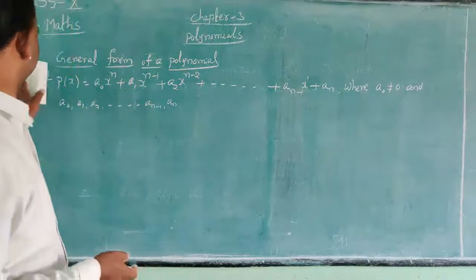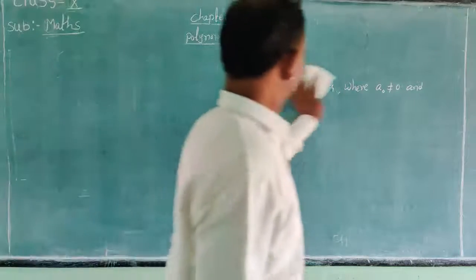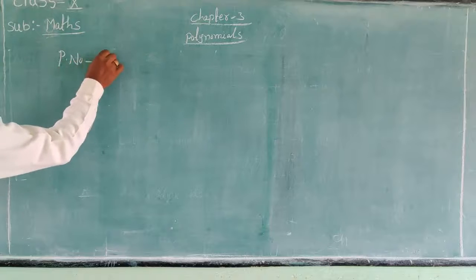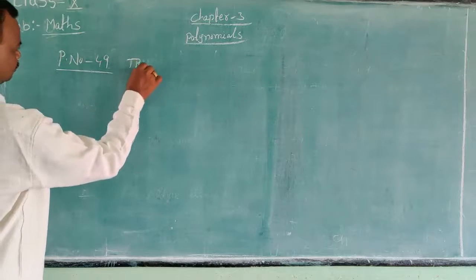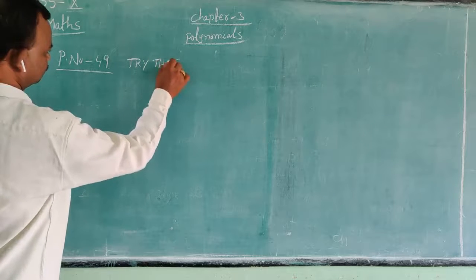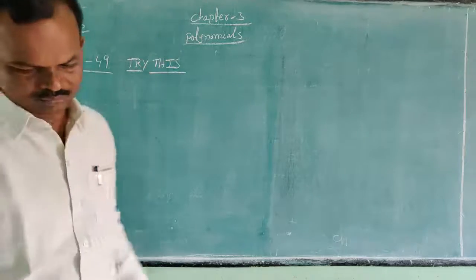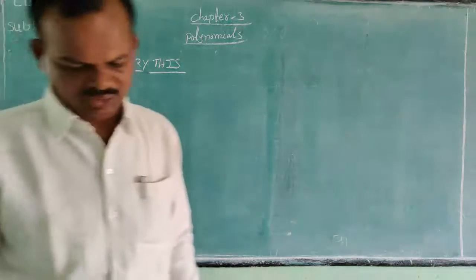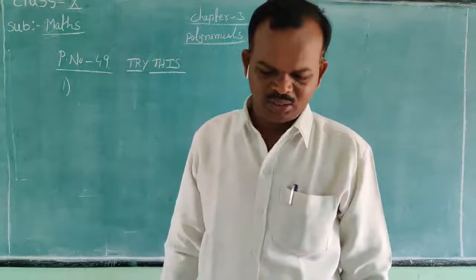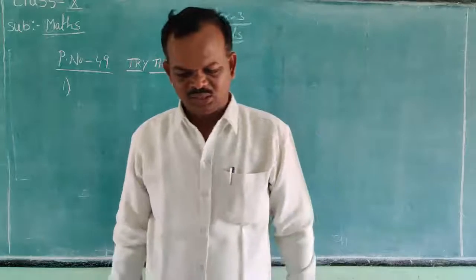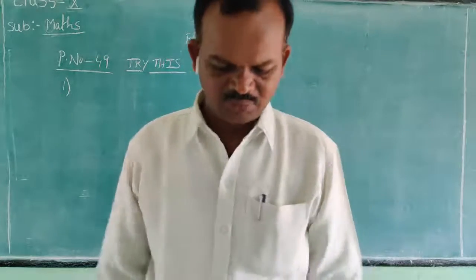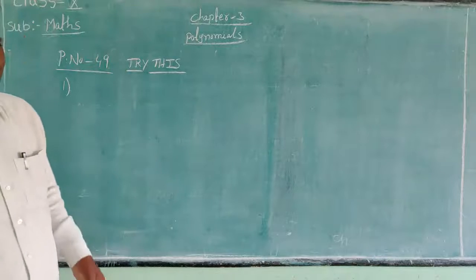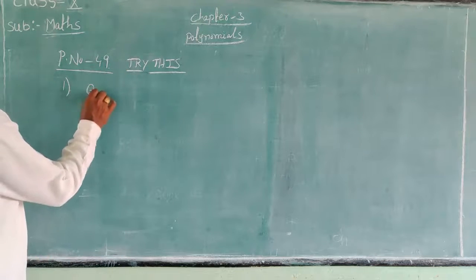Next, try this. And try this. Write a quadratic polynomial and a cubic polynomial in variable x in the general form. Quadratic polynomial. Answer.